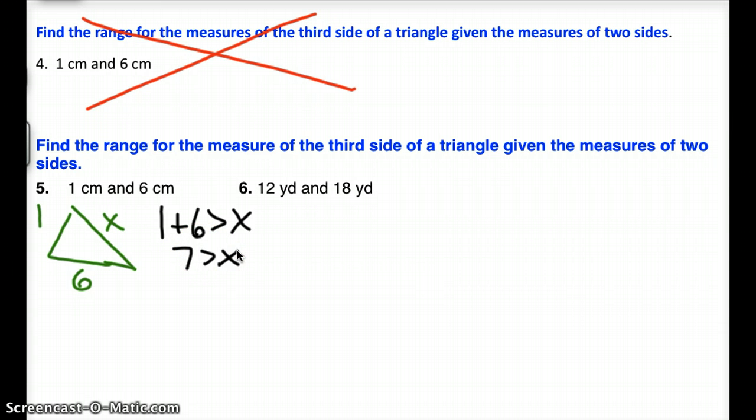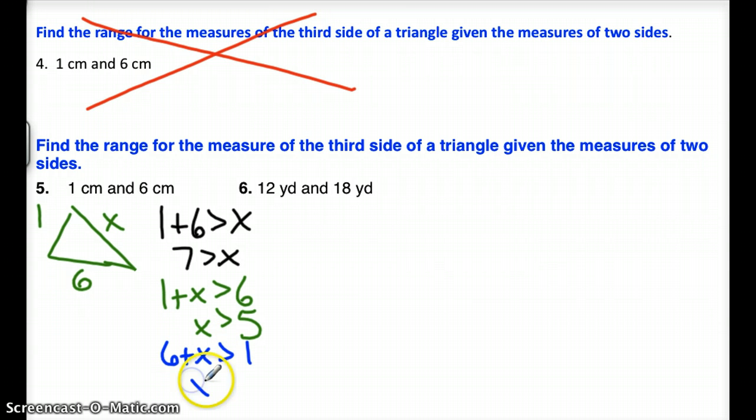That's my first one. My second one, I'm going to take my 1 and my X together, 1 plus X, and it has to be greater than 6. I'm going to move my 1 over, so X has to be greater than 5. Now I'm going to do my third one. I'm going to take my 6 and my X together, and that has to be greater than my third side, which is 1. Move my 6 over, X has to be greater than -5.